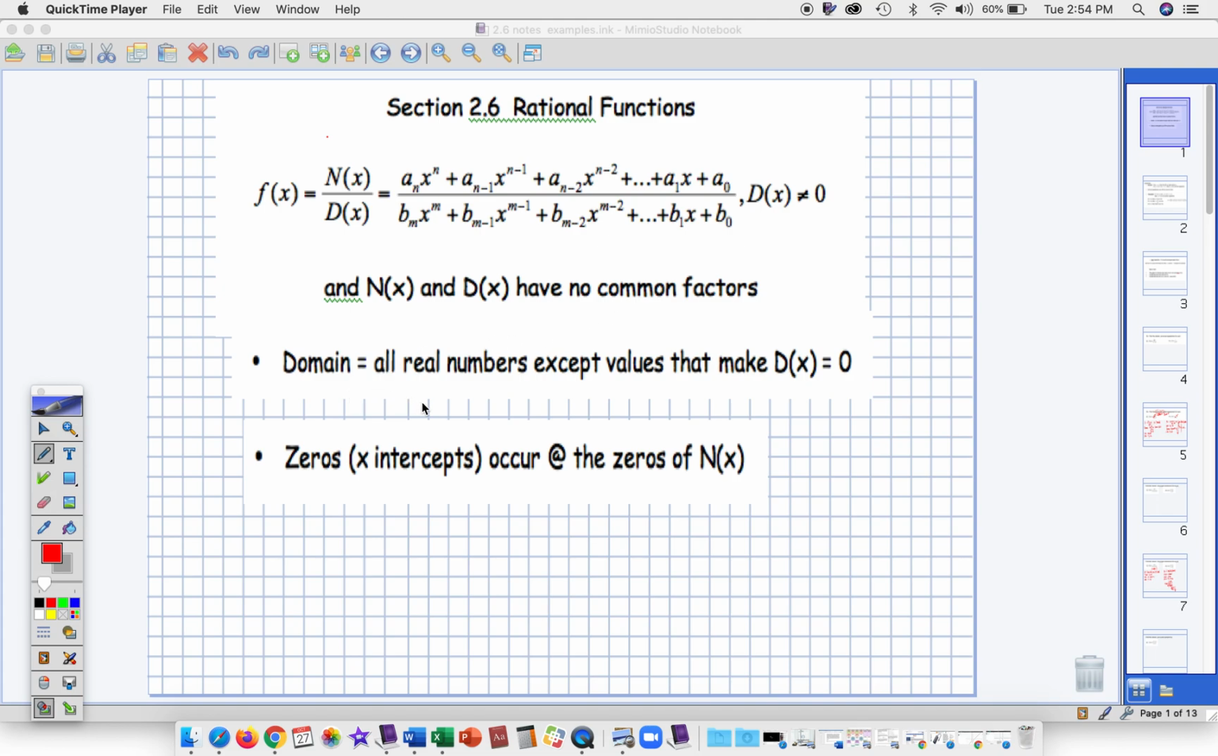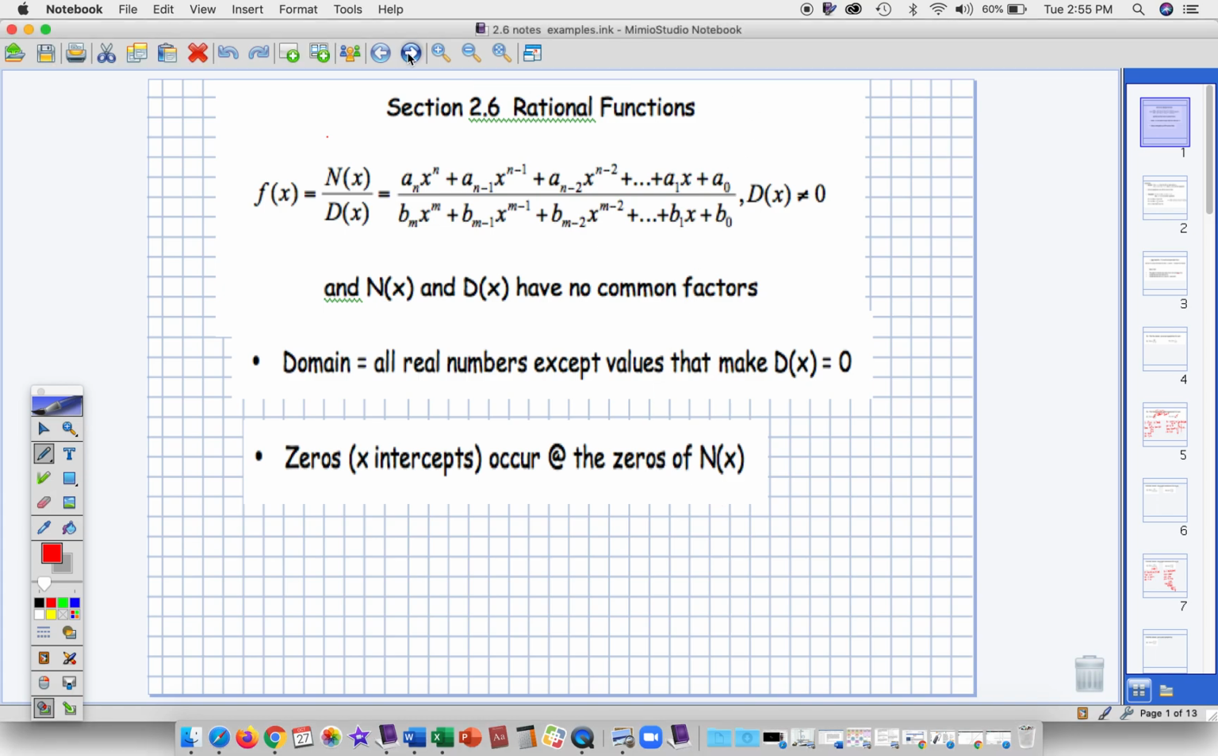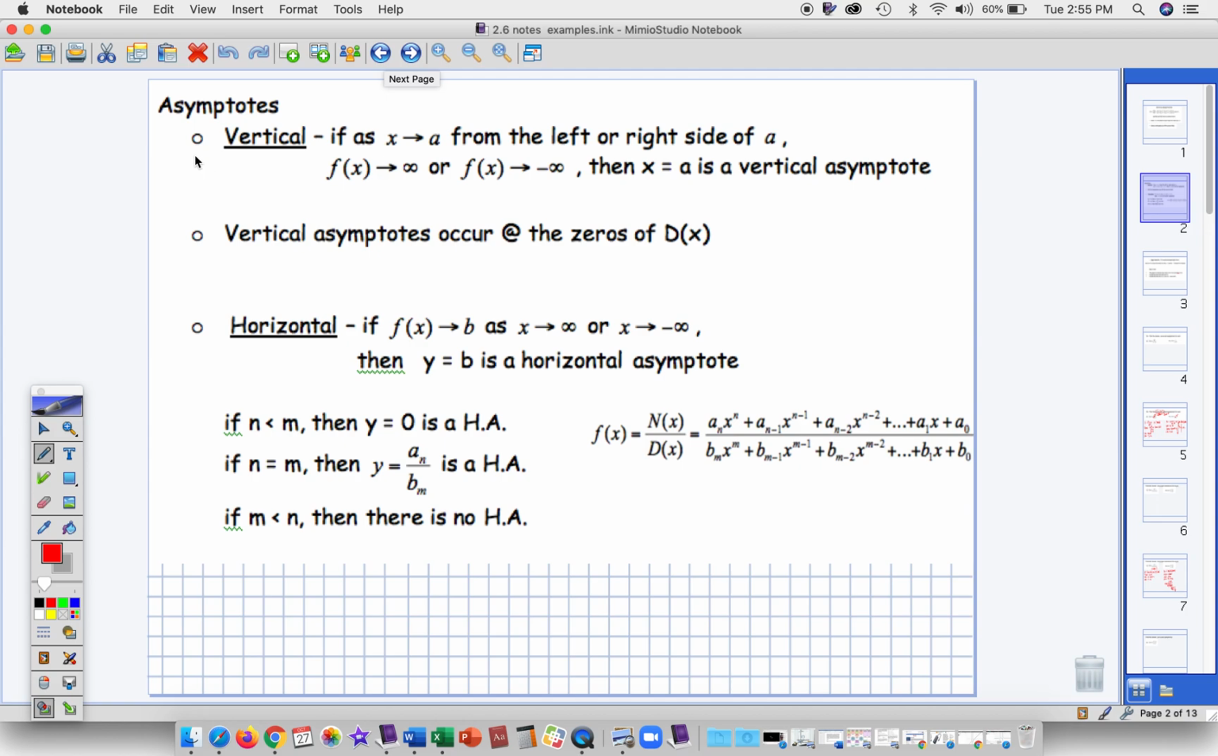The domain, remember for a rational function, the domain is all values except for the ones that would make d of x, the denominator, equal to 0. The zeros or x-intercepts occur at the zeros of n of x, the numerator. Asymptotes. So we're going to define both vertical and horizontal.